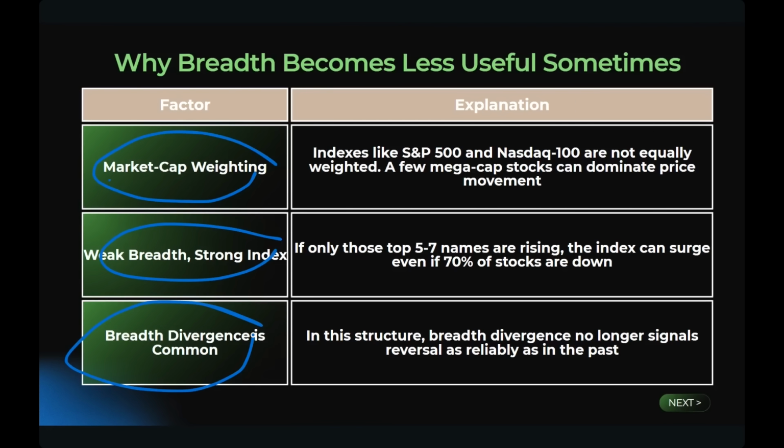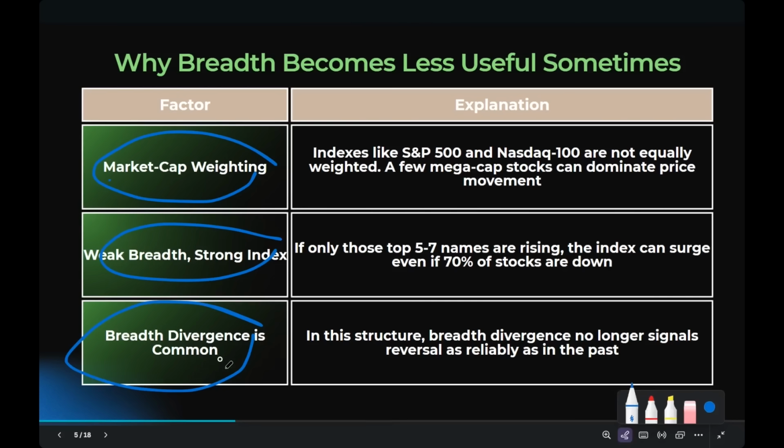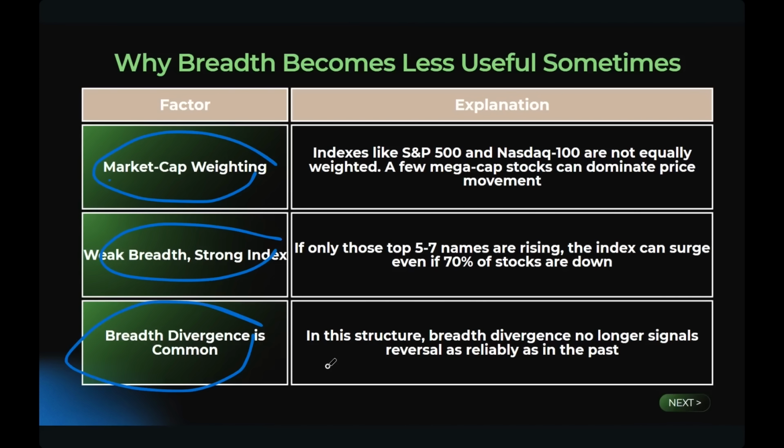Why does breadth become less useful sometimes? Market cap weighting. Indices like the S&P 500 and Nasdaq 100 are not equally weighted. A few mega cap stocks can dominate price movement. Weak breadth and strong index. If only those top 5 or 7 big names are rising, the index can surge even if 70% of stocks are down. Breadth divergence is common. In this structure, breadth divergence no longer signals reversal as reliably as in the past.